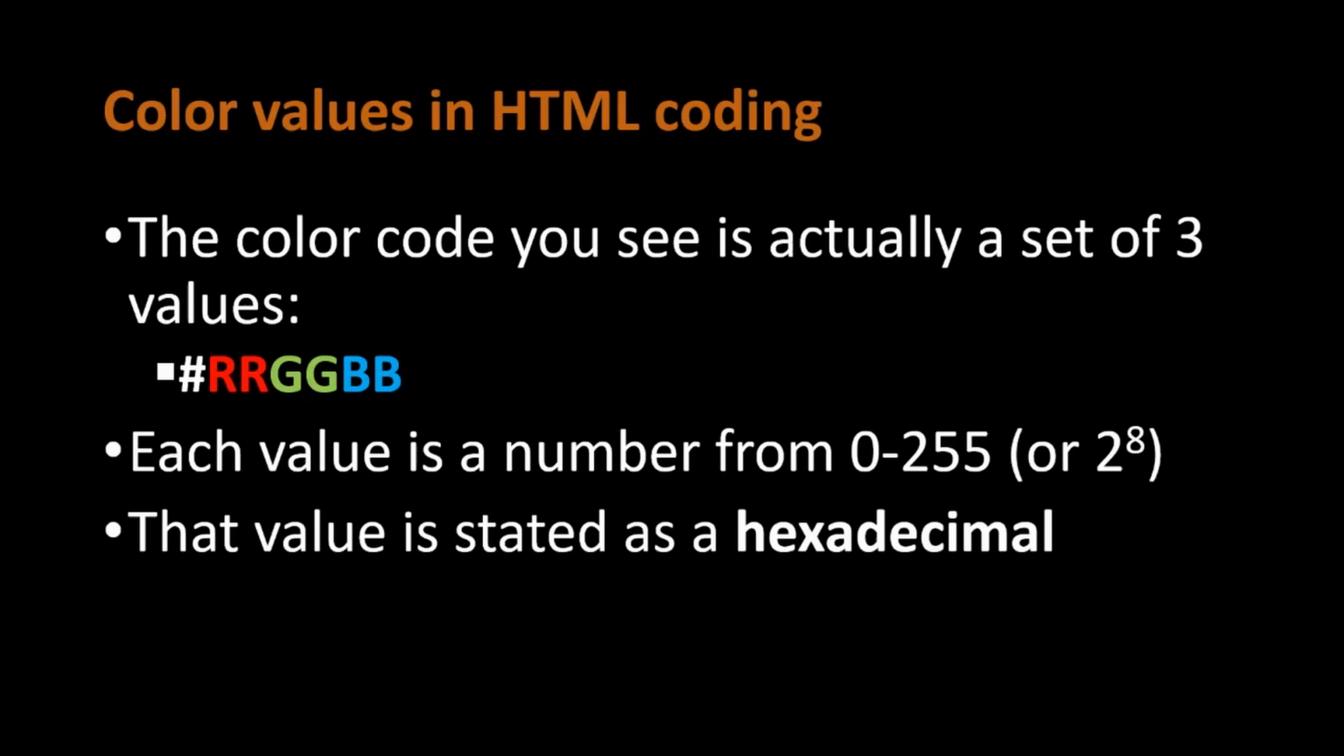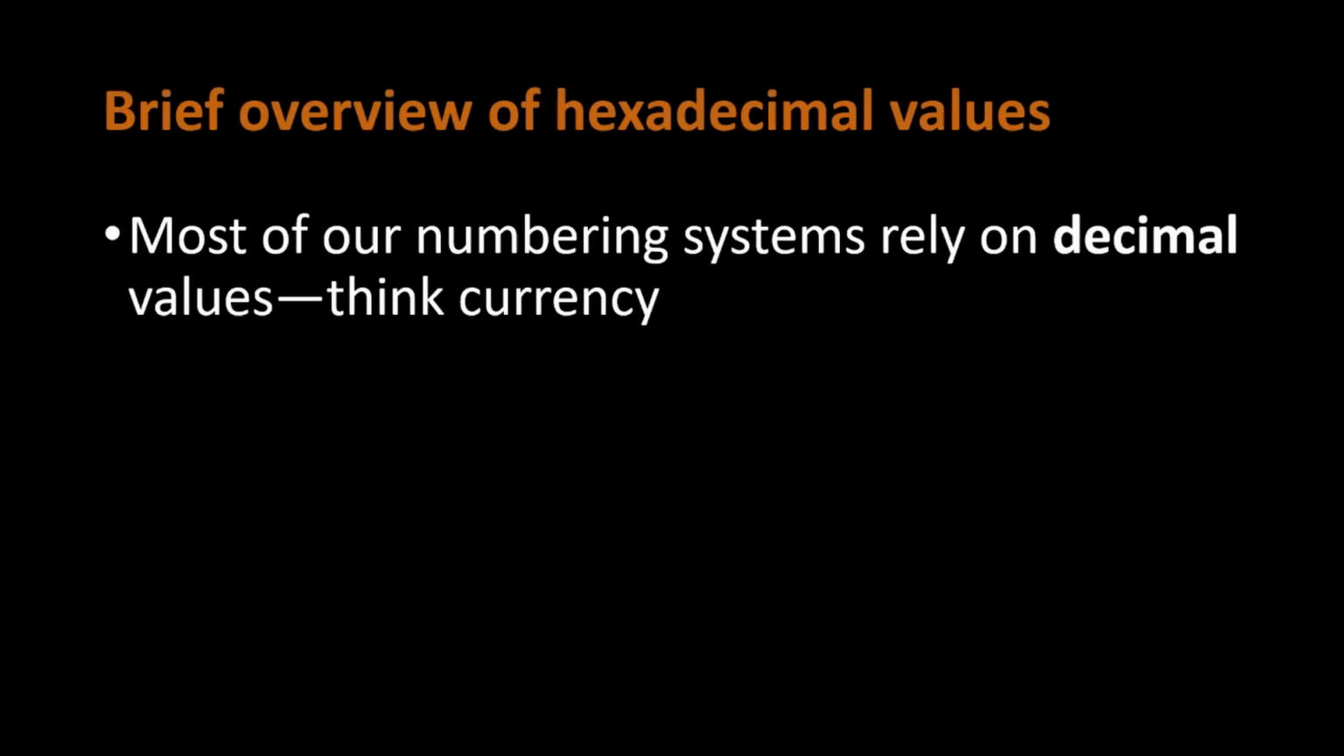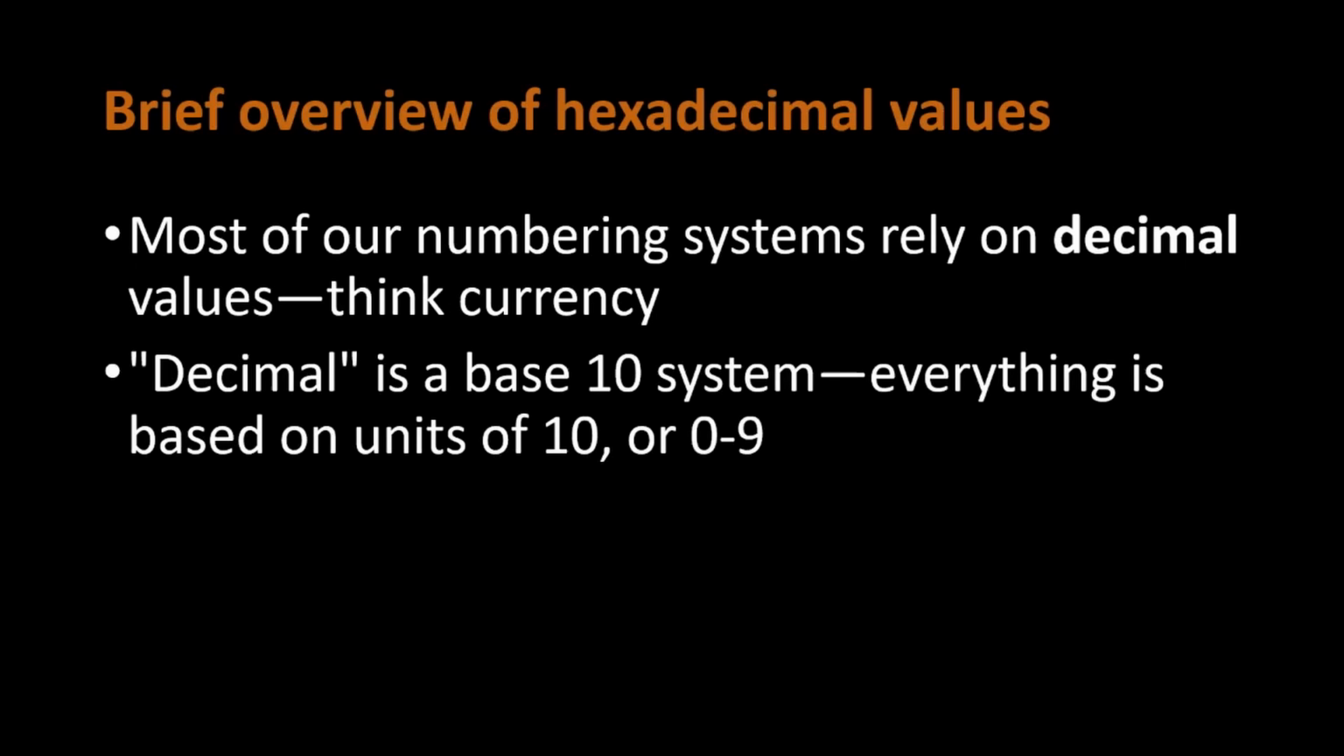Now that value, though, is stated as a hexadecimal value. What on earth is a hexadecimal value, you may ask? So most of our numbering systems rely on decimal values. Think of currency, right? When you have that decimal point and the values that come after it, we count based on 10, right? Decimal, a base 10 system. Everything is based on those units of 10. Just the way that we think is really grounded in our decimal view of the world in a certain way. That's become our system, and that's how we label things.